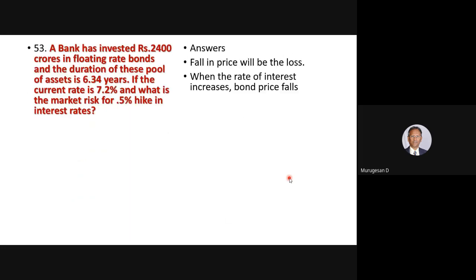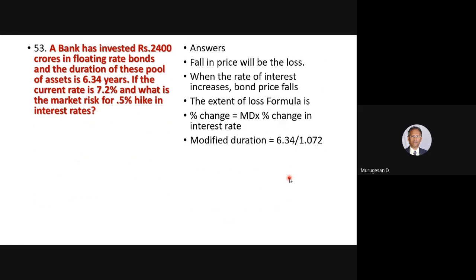Now you see the question, another few questions only, don't worry. A bank has invested 2400 crore in floating rate bonds and the duration of the pool of assets is 6.34. The current rate is 7.2 and what is the market risk for a 0.5 hike in interest rate? First you note down, whenever there is a hike in interest rate, the market value will come down. The bond value will come down.